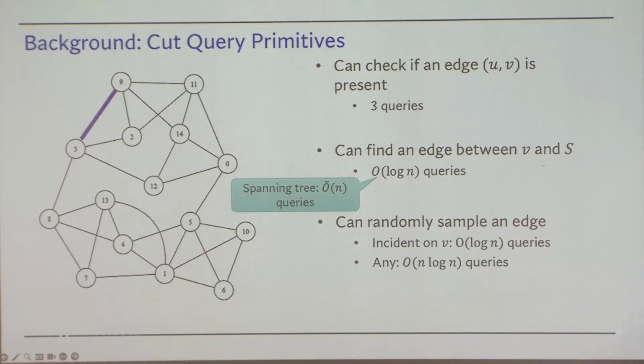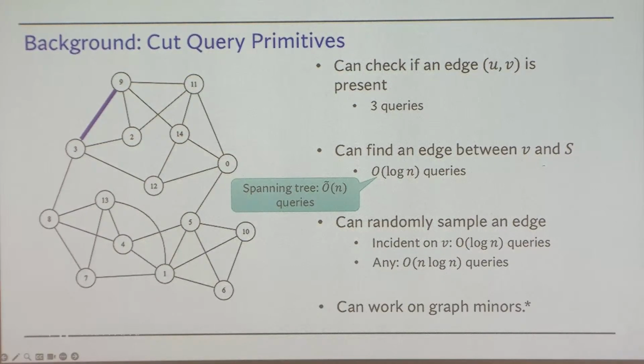You can also randomly sample an edge. This is a similar kind of operation to the binary search that I mentioned, but when you do the binary search, you do this partitioning randomly. So picking a random edge incident on a particular vertex needs log n queries. And because you know the degree by making n many cuts, you can find any random edge of the graph with n log n queries.